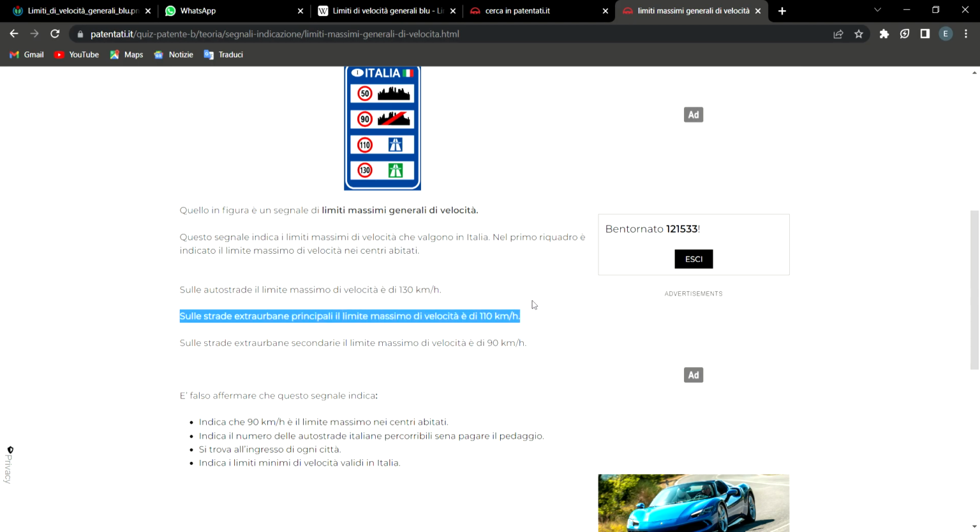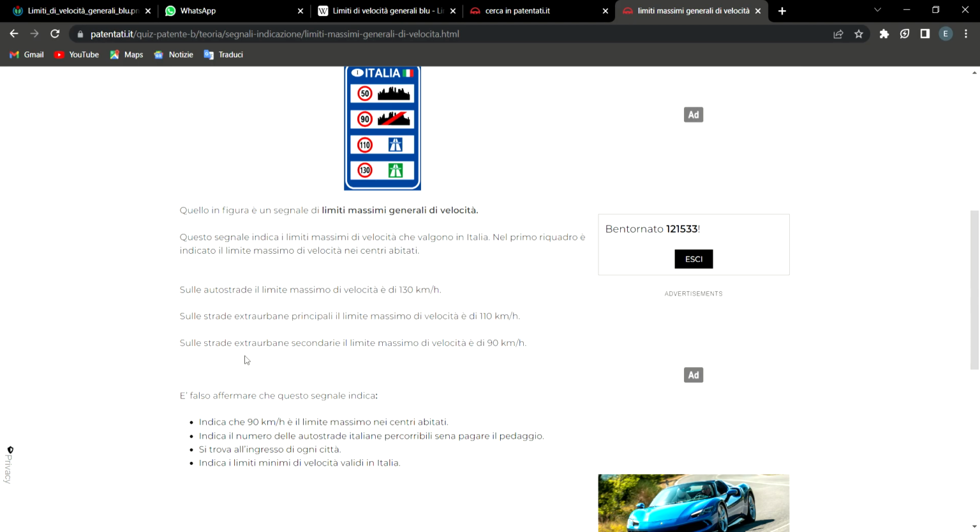Another one we have is the extraurbane principale. This very one is the one close to the autostrada. It is more like a highway road as well, but the speed is different from that of the autostrada. So in this kind of road, known as the extraurbane principale, the maximum speed that you are allowed to drive on this road is 110. Just take note of them, 110.